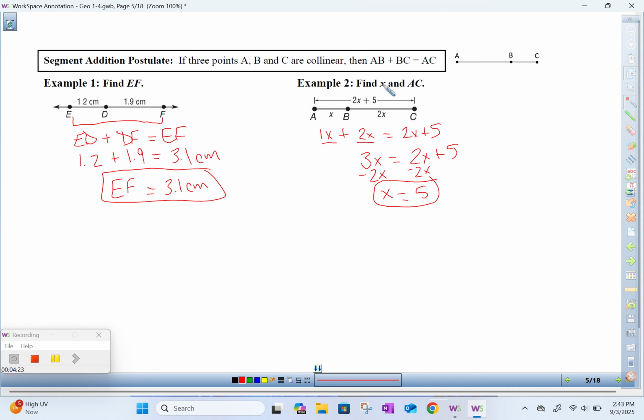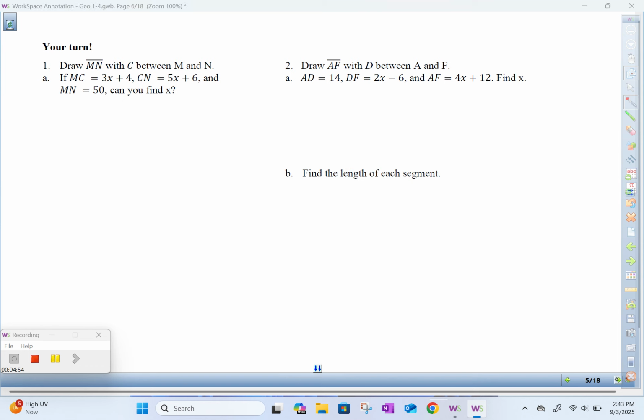Last thing we're supposed to do here is use that to find AC. So AC was that whole length, 2x plus 5. I'm going to write that over here. And then we're going to substitute in that 5 that we just found for x. So that looks like 2 times 5 plus 5. So the length of AC is 15. This one doesn't have units on it, so I'm just going to put units for practice labeling when we do have something written like we did on example 1.